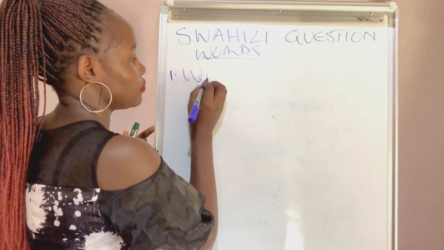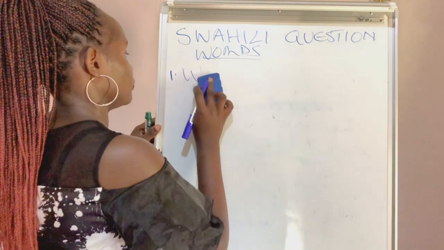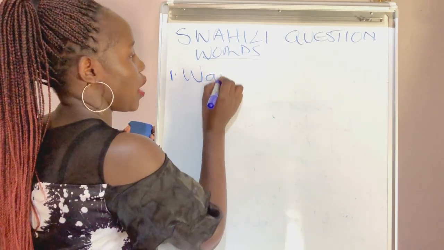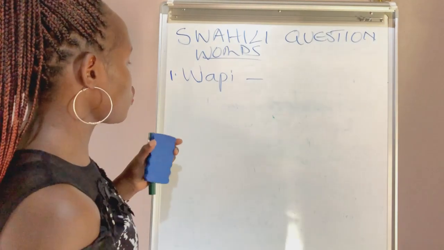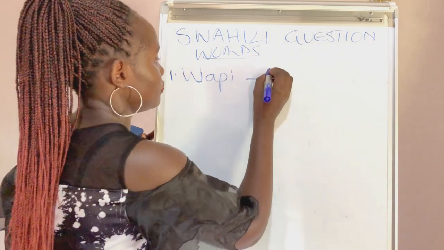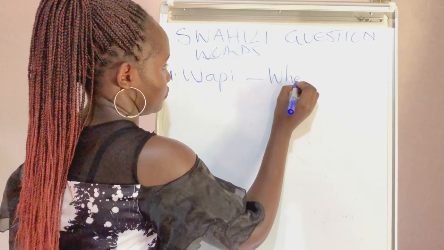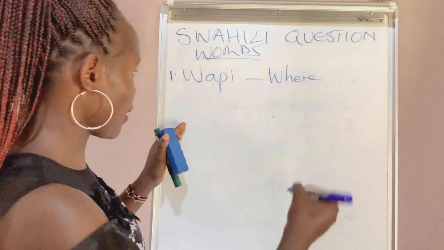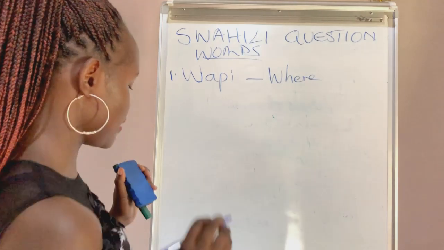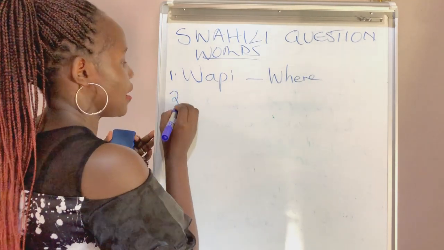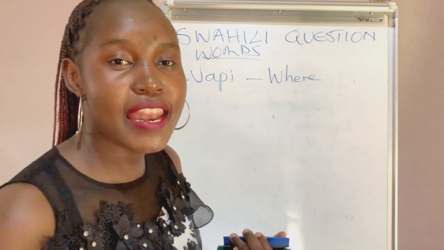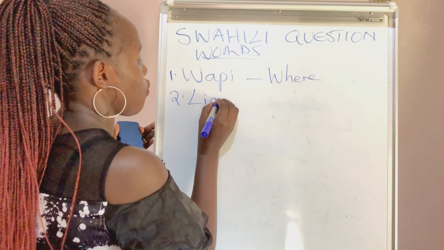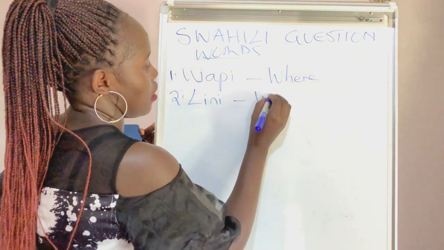Wapi, to mean where. Let's first list all of them and then we shall come back to start making sentences. The second one is lini, to mean when.